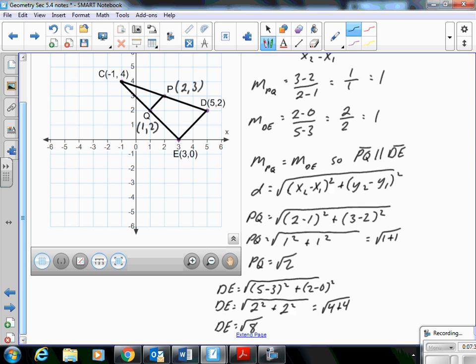8 does not have a perfect square root, but one of its factors does. So 8 is the same thing as 4 times 2. So we could rewrite that as the square root of 4 times 2. And 4 has a square root, which is 2. So we can take the square root of 4 and pull it out, and we get 2 square root of 2.